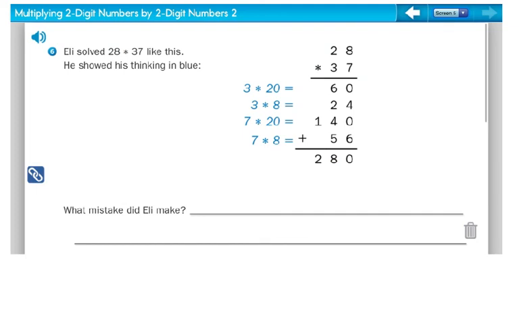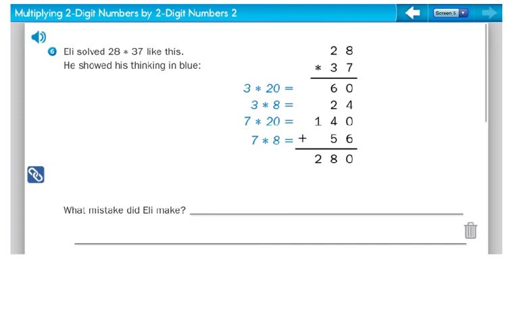For number 6, it says Eli solved 28 times 37 like this. He showed his thinking in blue. What mistake did Eli make? I'm going to ask you to pause the video and go ahead and see if you can figure out where that mistake is. I'm going to do the same.